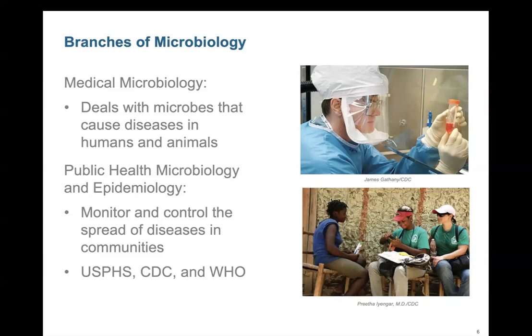We also have public health microbiology and epidemiology. The job of these particular types of scientists is to monitor and control the spread of disease in communities. This would include the U.S. Public Health Service, the Centers for Disease Control, which is actually one of the most preeminent organizations for microbial and disease study in the world. And it is a member of the World Health Organization, which is really just sort of the larger umbrella that the CDC falls under.